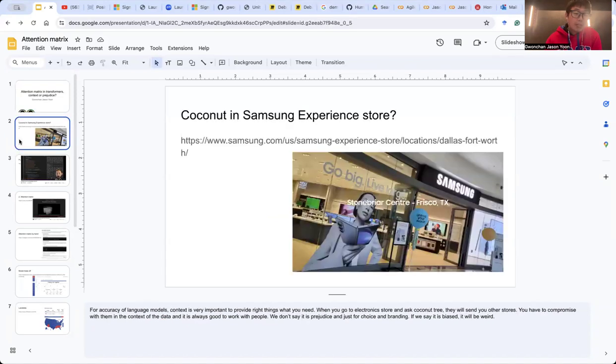For the accuracy of a language model, context is very important to provide the right things for your need. When you go to an electronics store and ask for a coconut tree, they will send you to another store. You have to compromise with them in the context of the data. And it's always good to work with people. You don't say it's prejudice, just a choice and branding. If we say it's biased, it'll be weird.